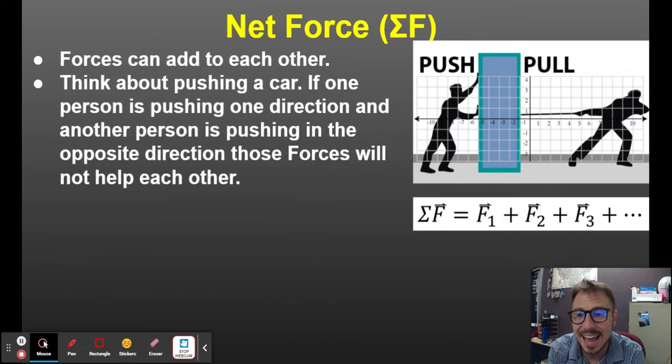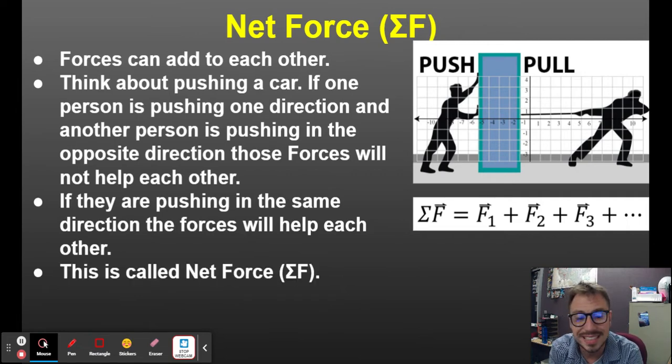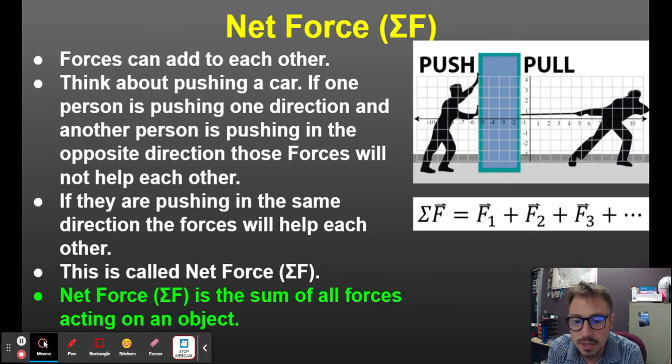Now, forces can add to each other. So think about it this way. If somebody's pushing a car, if one person is pushing in one direction and another person is pushing in the opposite direction, those forces will not help each other out. But if they're pushing in the same direction, those forces will help each other. This is called net force. Net force is the sum of all forces acting on an object.